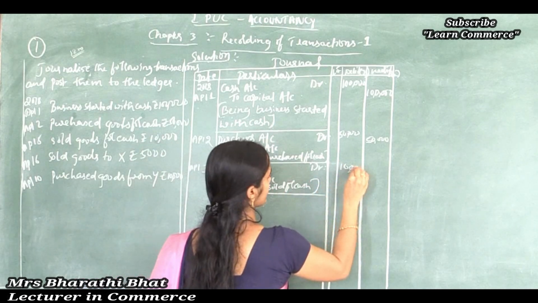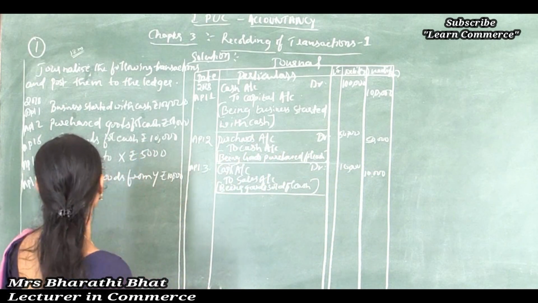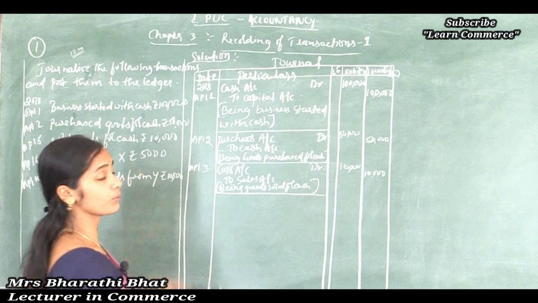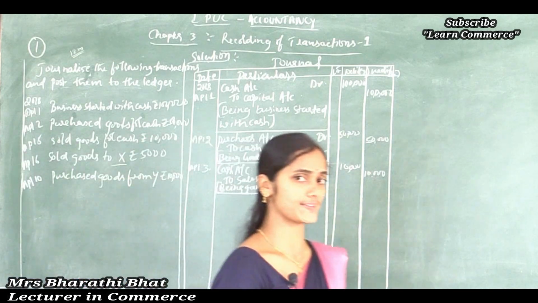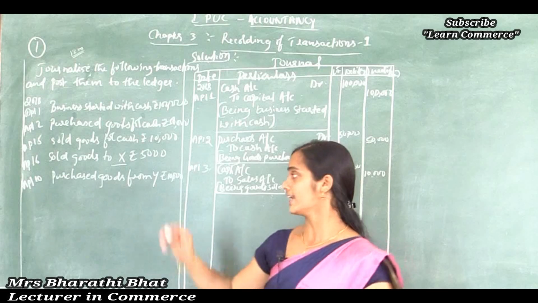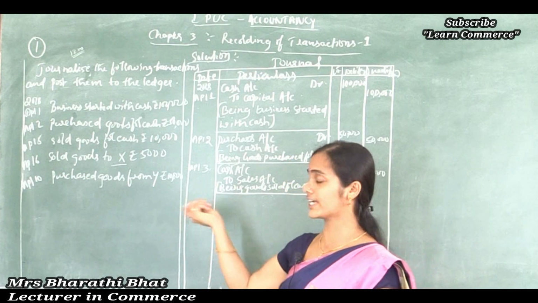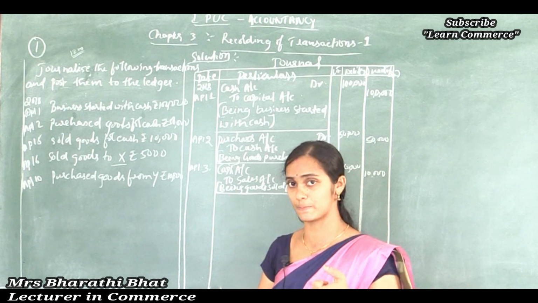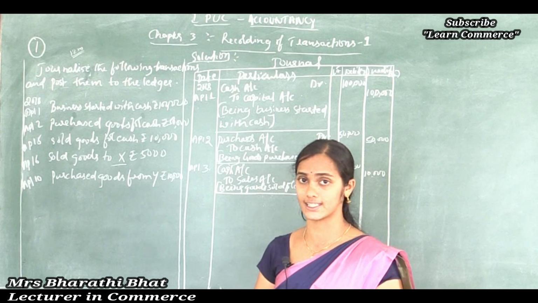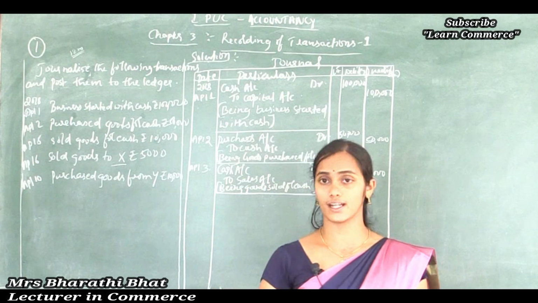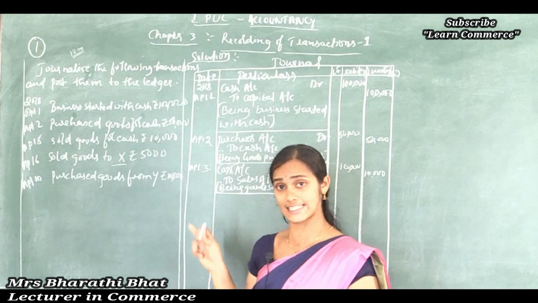Amount 10,000 and 10,000. Correct, right? And the next one: sold goods to X person. When a person's name comes, we should consider that transaction a credit transaction. X is considered as debtor here because the organization is selling goods to X. Debtor comes under asset account. Instead of recording the cash account, we should record the X account.